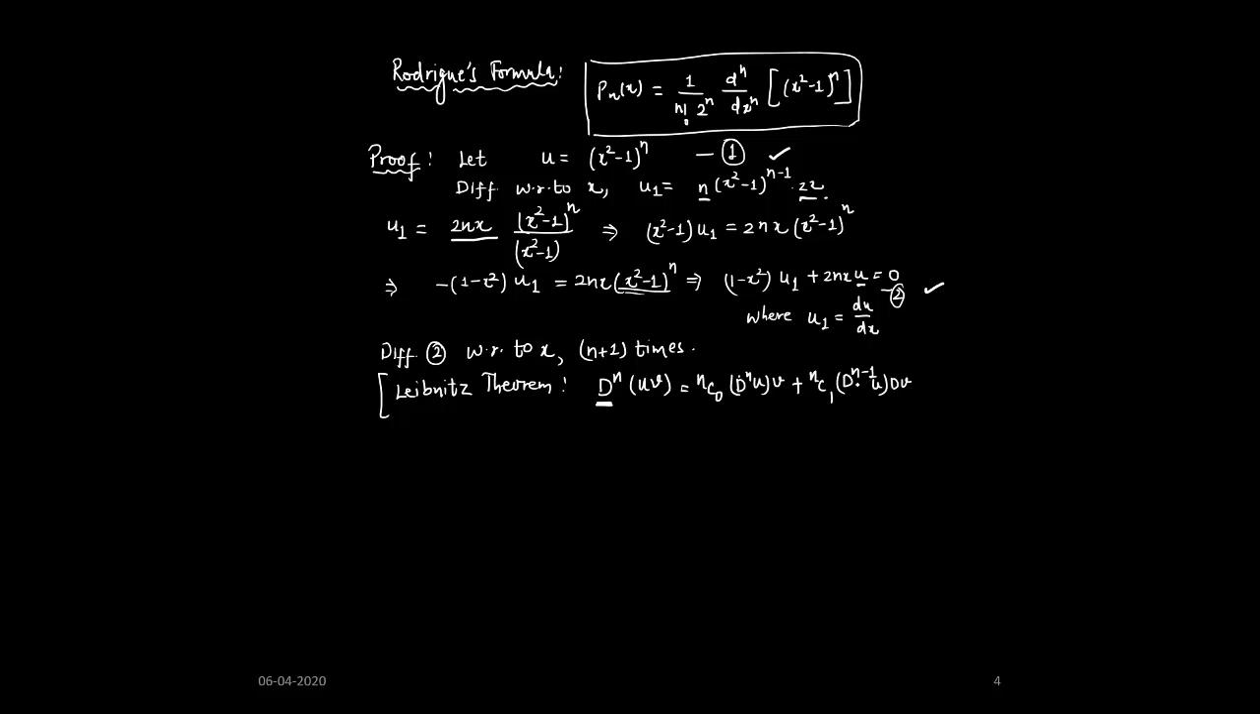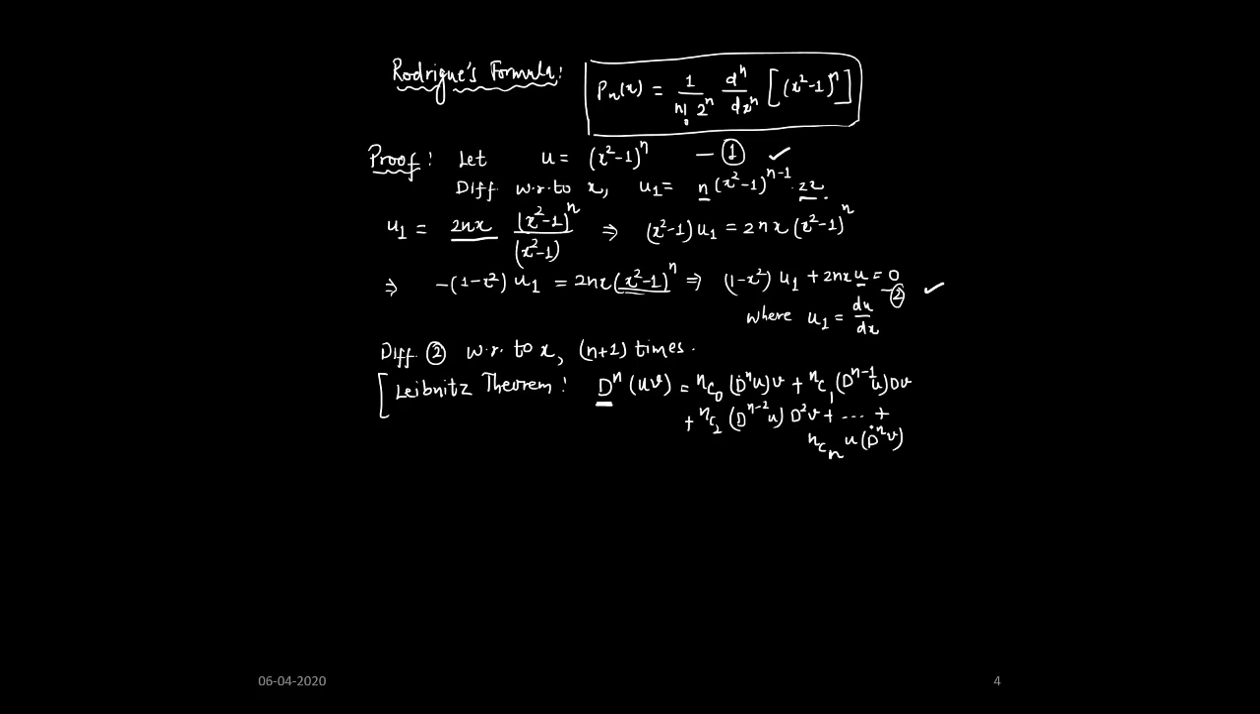So nC1 dn minus 1 u into dv, and in the next term we will have nC2 dn minus 2 u and d square v. Again the sum of the derivative powers, n minus 2 plus 2, is n, and so on. It will go up to nCn u dn v. So we will apply this formula to differentiate equation 2, n plus 1 times.